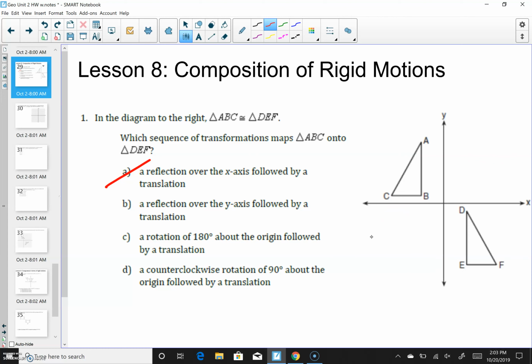A reflection over the y-axis, followed by a translation. So that would put us here, and then if we slid it down, well, that looks like it could be possible, so we're going to hold on to that one.